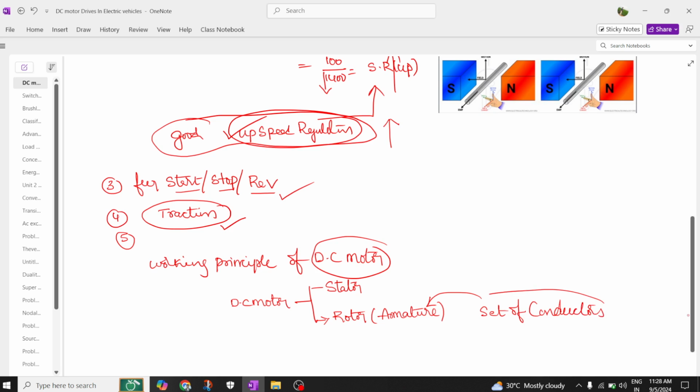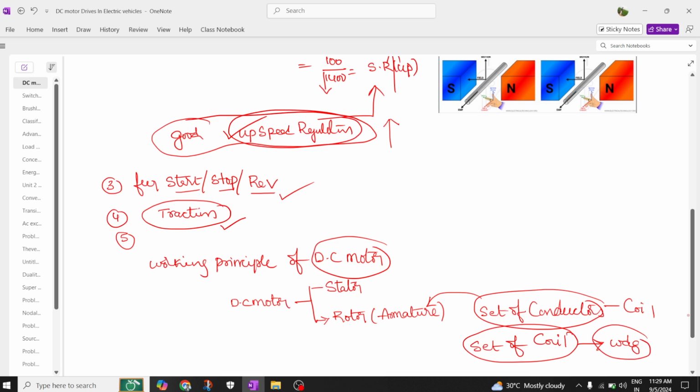This set of conductors is called a coil, and a set of coils is called a winding. Like this, more numbers of windings are there. These windings are called the armature.